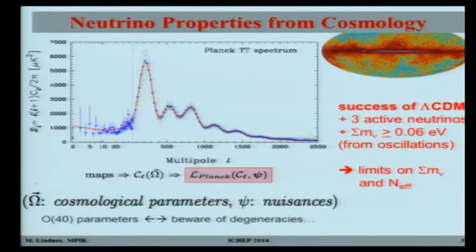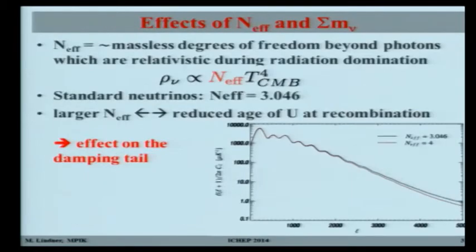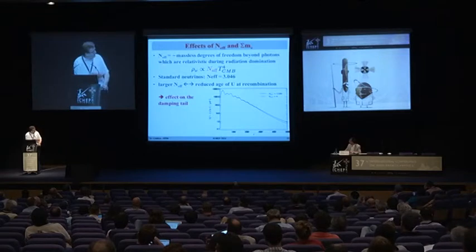You have to be a little bit careful when you do these kinds of fits, because altogether there are something like 40 parameters, and you should do a global fit, and not fix some of the parameters and fit the other ones, because there are degeneracies in the parameter space. So that's why one has to be careful. Effects of N effective and the sum of neutrino masses: N effective essentially counts the massless degrees of freedom beyond photons, which are relativistic during the radiation-dominated era. And usually this is about 3. And of course, the effect of this is on the damping tail. So if you have extra degrees of freedom, for example a fourth neutrino, it shows up in a change in the tail over here.